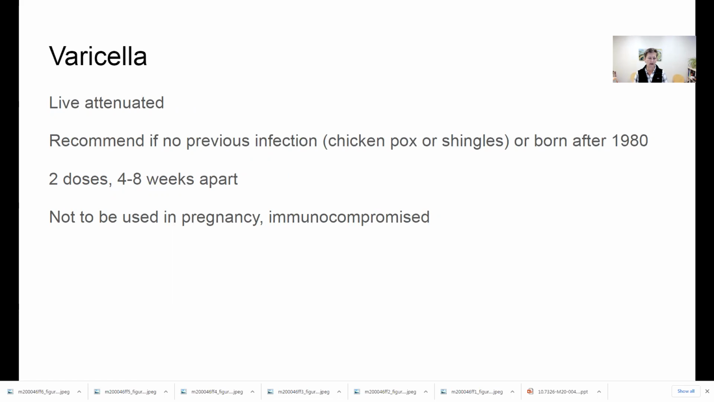So this vaccine came out when I was in residency, so 20 plus years ago. And I remember discussing how it was a vaccine of social convenience, because at that point, that's when we started to move to where both parents are working.